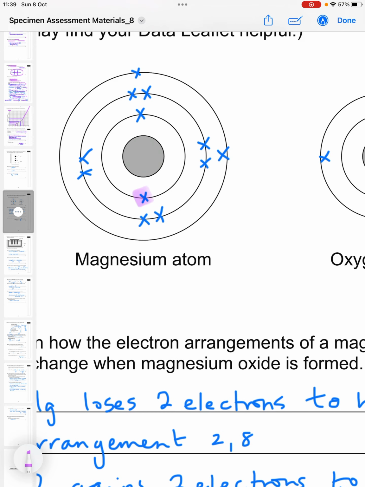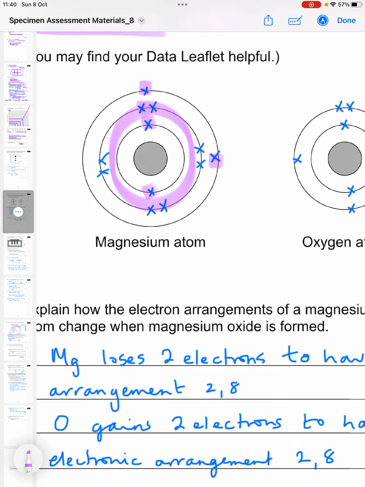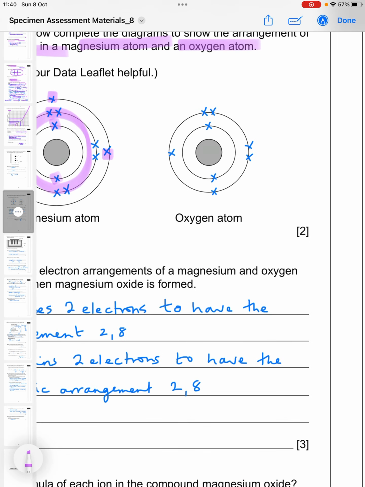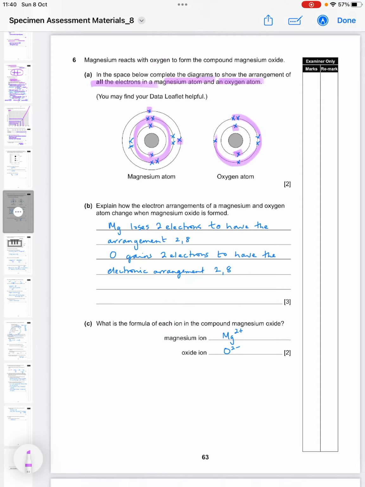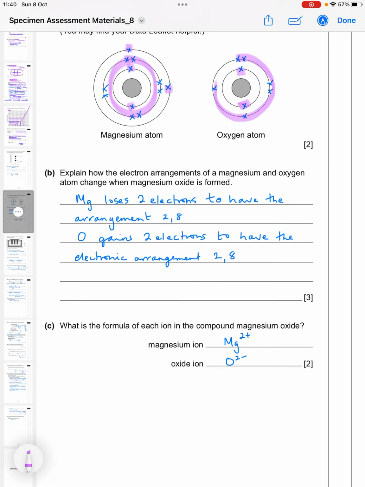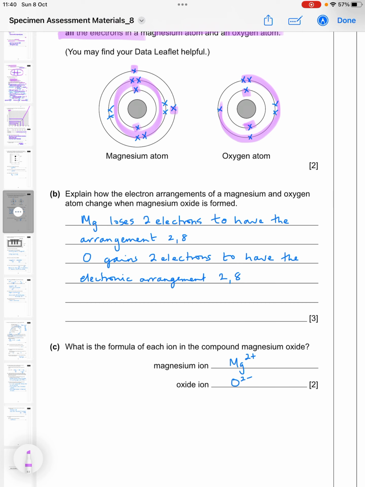That of course tells you the protons and then the number of electrons. Magnesium has 12, so 2 in the first shell, 8 in the second shell, and then 2 in that outer shell. And oxygen is number 8, so 2 in the inner shell, and then 6 around the outside. If you group them like I have, it's much easier for the examiner to count them. So 1 mark for each of those.